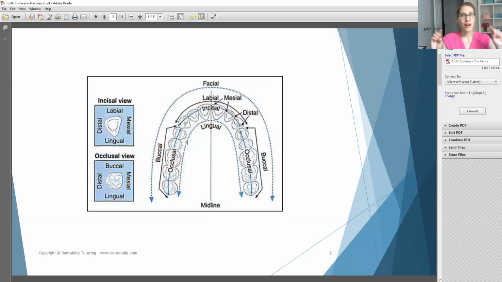Now, let's talk about the difference between mesial surfaces. You'll have distal surfaces also. So we talked about the lingual, we talked about the labial, but what about the mesial and the distal? So how I remembered it when I was in school was I would always think about your midline.